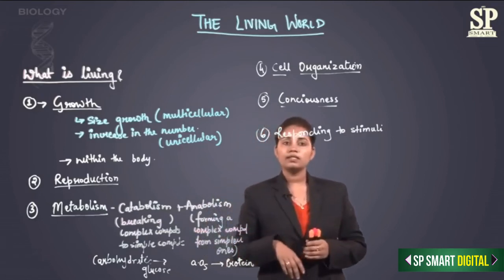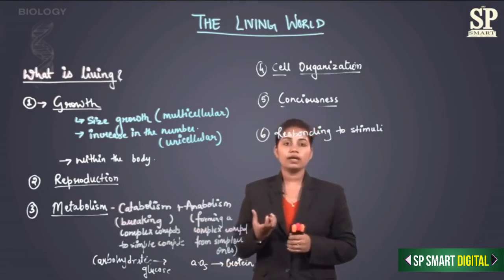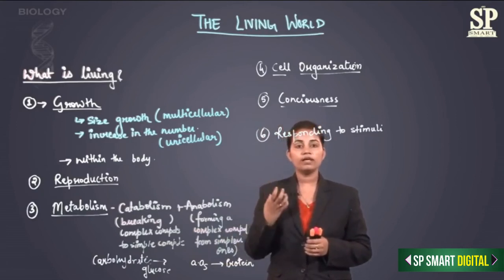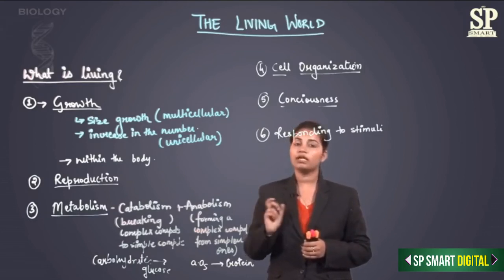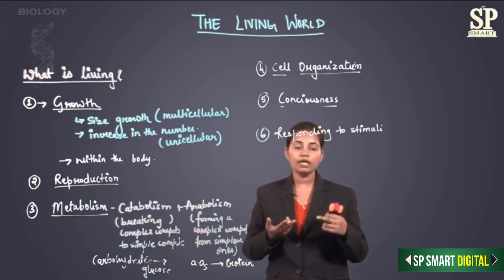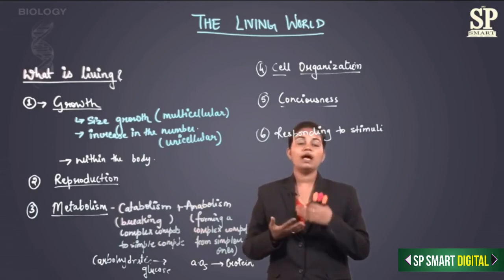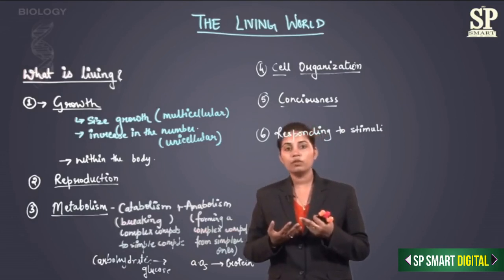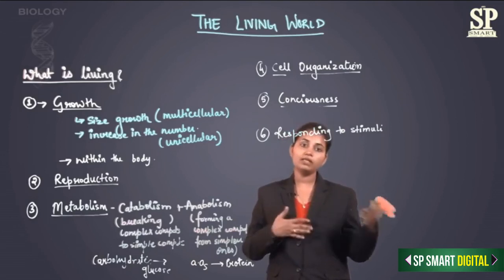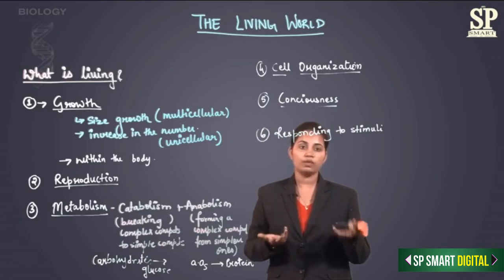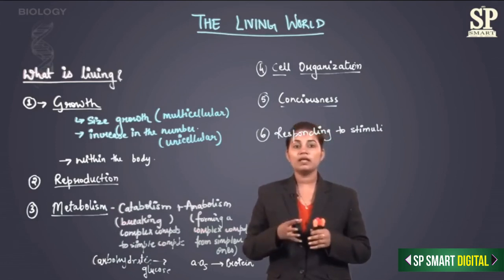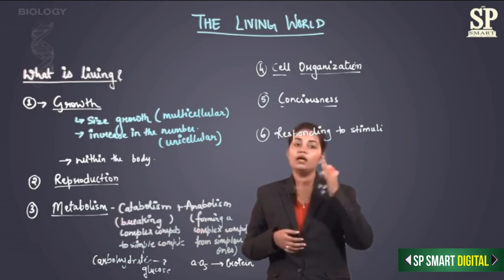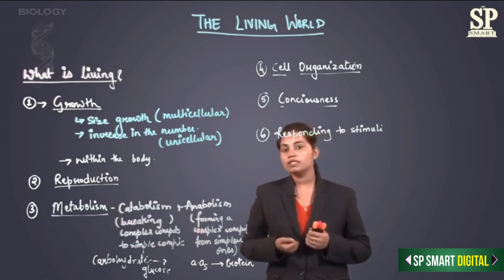Then the cell organization: how the cell is organized. If it's a unicellular organism, all the factors for a cell to be living should be present in the cell itself, and the cell organelles should be organized in such a way that they communicate properly among themselves, form the compounds required by the cell, and eliminate waste compounds from the cell so that they do not accumulate and become toxic to the cell. This is the same with multicellular organisms.